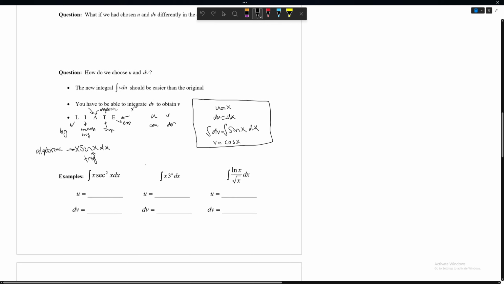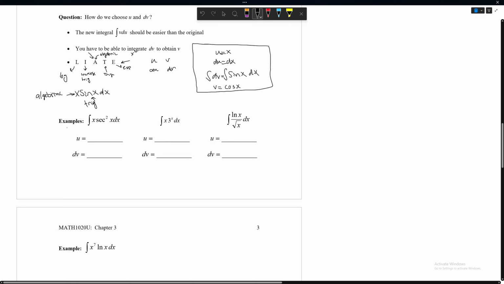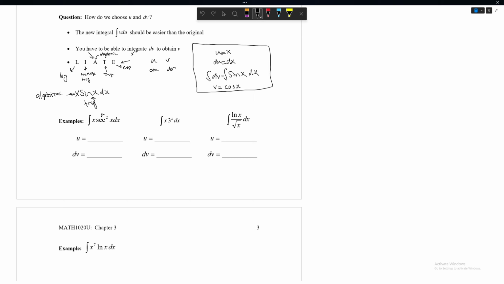And so now that we know how to choose, you can look at these examples and choose. So you can see this is trig, this is algebraic, so my x is u, as it comes first, and my trig goes second. All right, here, this is exponential, comes last. X, so x takes my u because it comes first. Exponential comes last in the LIATE, so it goes to dv.